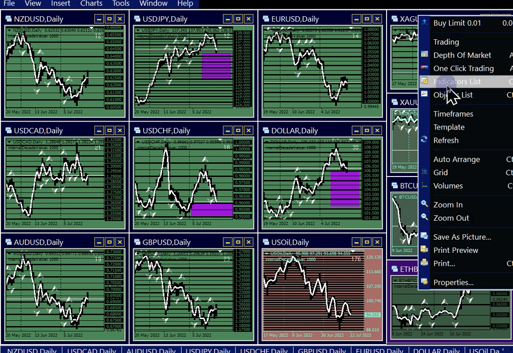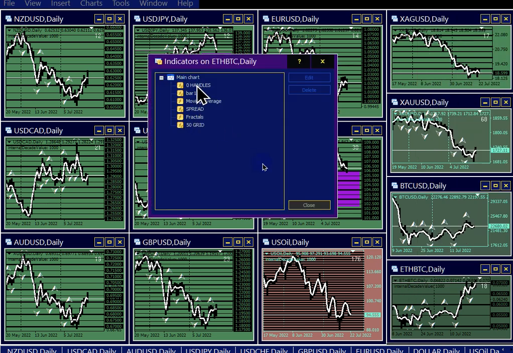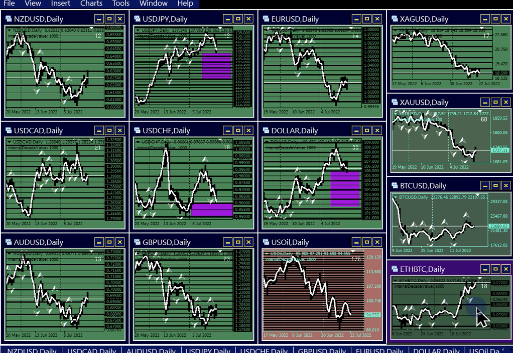Let's take a peek at the indicators. This is also a Forex grid for Ethereum. So Bitcoin and gold, they're going to need big grids, and I don't have them, so I'm not using them.